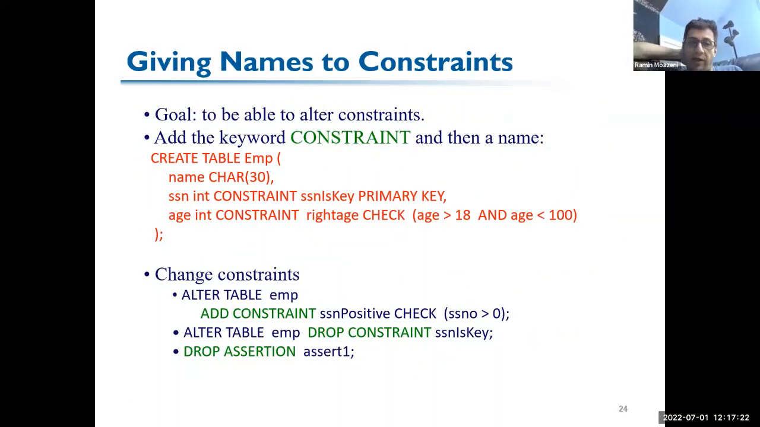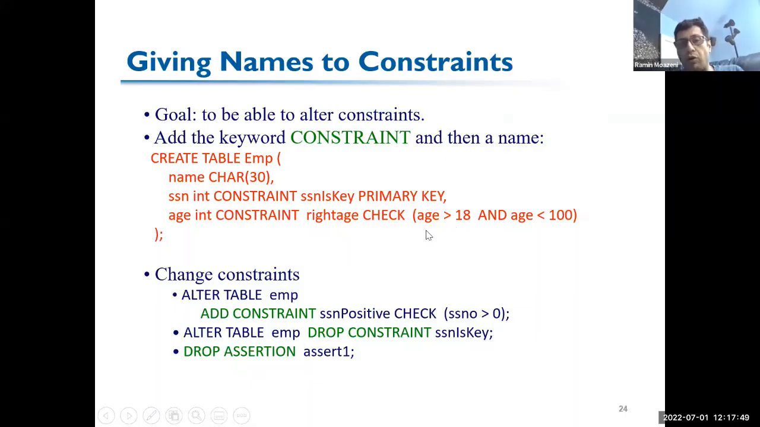We did say that you could define constraints in a table and give names to these constraints. So for example, when you have an age check, you could give it a constraint name: age int, constraint, and then you will do check age is between 18 and 100. Now, the advantage of this is that you could change the constraints. You could drop the constraint.